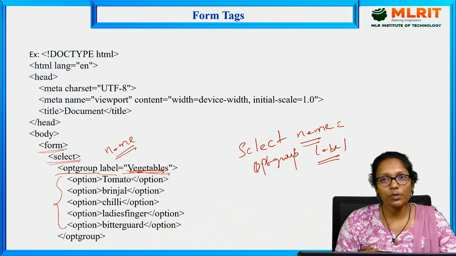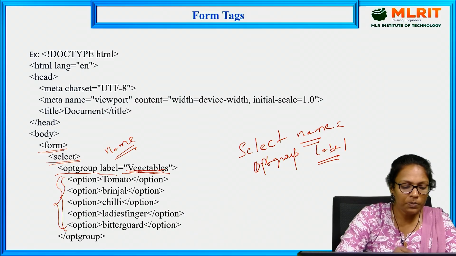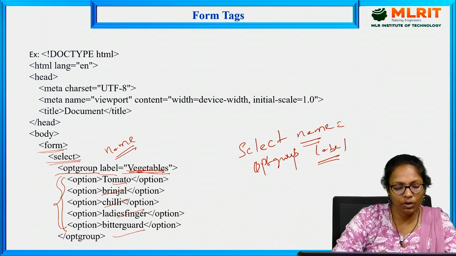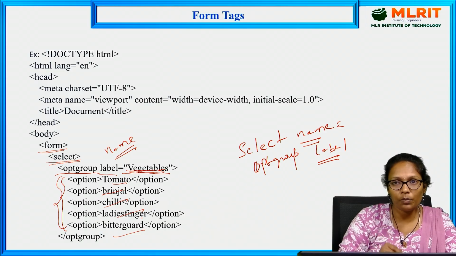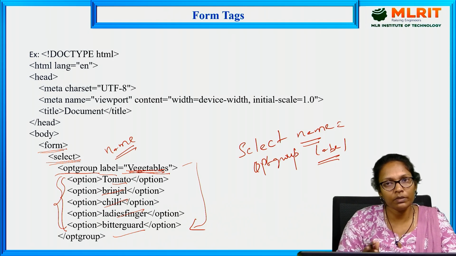And for that option group, you need to add the set of items. So how to add the items? Again using the option tag. What are the options you're giving? Tomato, brinjal, chili, ladyfinger, bitter gourd. So that's all. After completing all the options, just close your option group. Here I am closing only the vegetables.